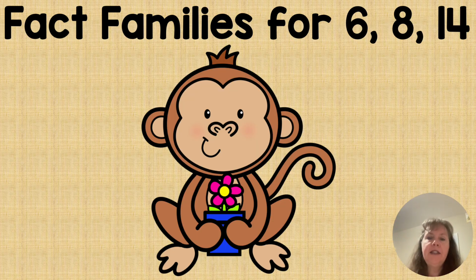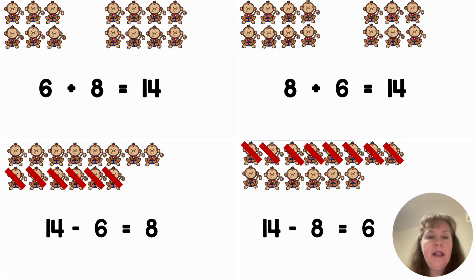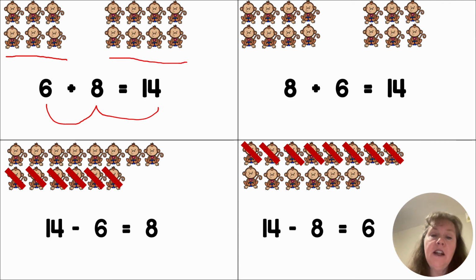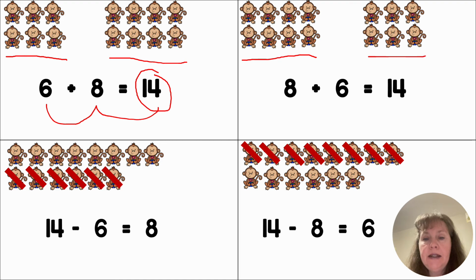Let's look at fact families for 6, 8, and 14. So in this first one here, we have 6 plus 8 equals 14. So you can see that we have 6 monkeys here, 8 monkeys here, and altogether we have 14. Then we just switch the order. So here we start with 8 monkeys, 6 monkeys. So now we have 8 plus 6 equals 14. Altogether, we have 14 in each of these squares that you see.